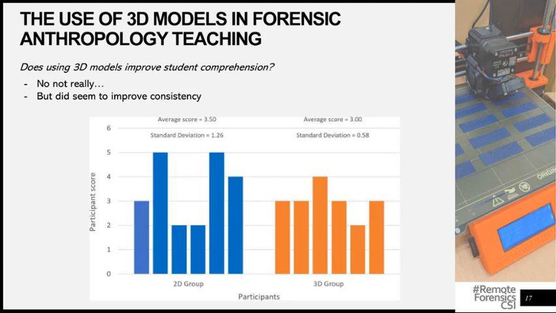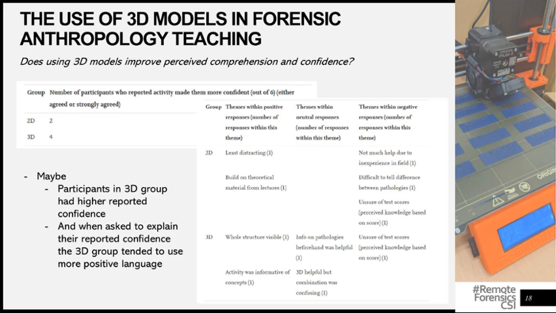So does using 3D models improve student comprehension? Well, no, not really. The average score was actually lower in the 3D group than the 2D group. But if you look at the standard deviations, we did see more of a consistency with the 3D group. So you had some students who did really well in the 2D group and some who did not so well, whereas everyone did pretty well in the 3D group. So that was quite interesting.